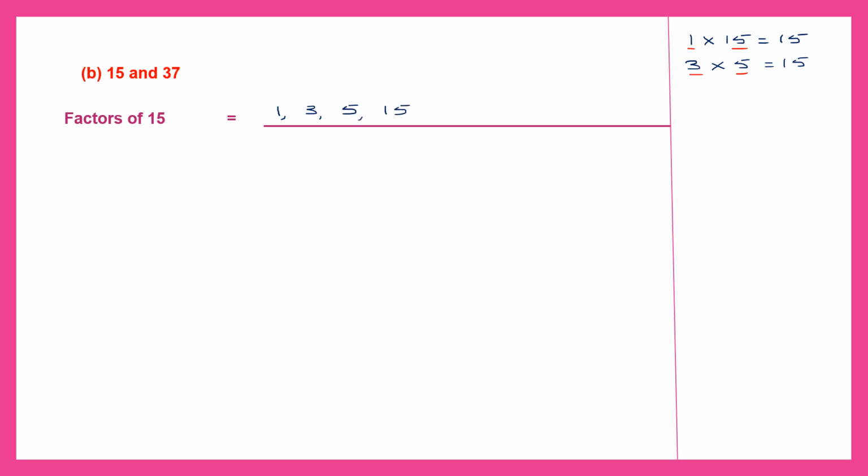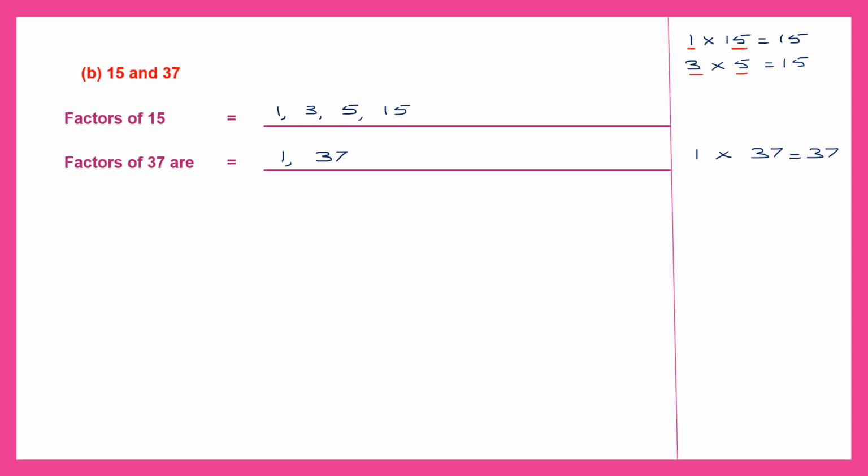Now let's go on to the next number, that is 37. Let's find the factors of 37 beginning with 1. 1 into 37 is 37. What are the other numbers that will give us 37? Nothing else, because 37 is a prime number. That means the factors of a prime number will be only 1 and itself. So what are the factors of 37? 1 and 37.